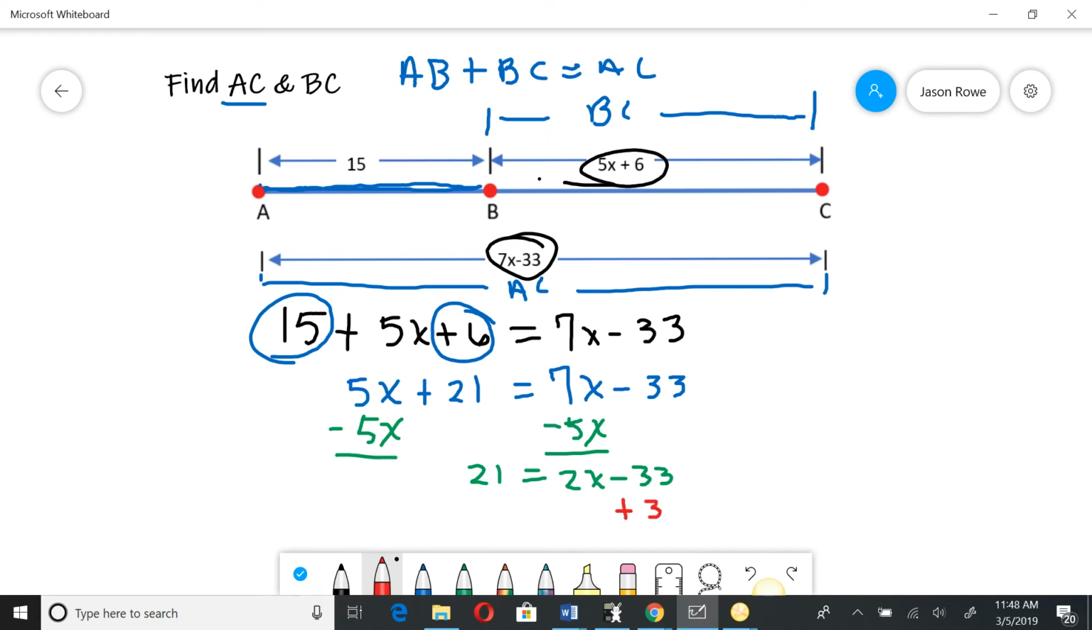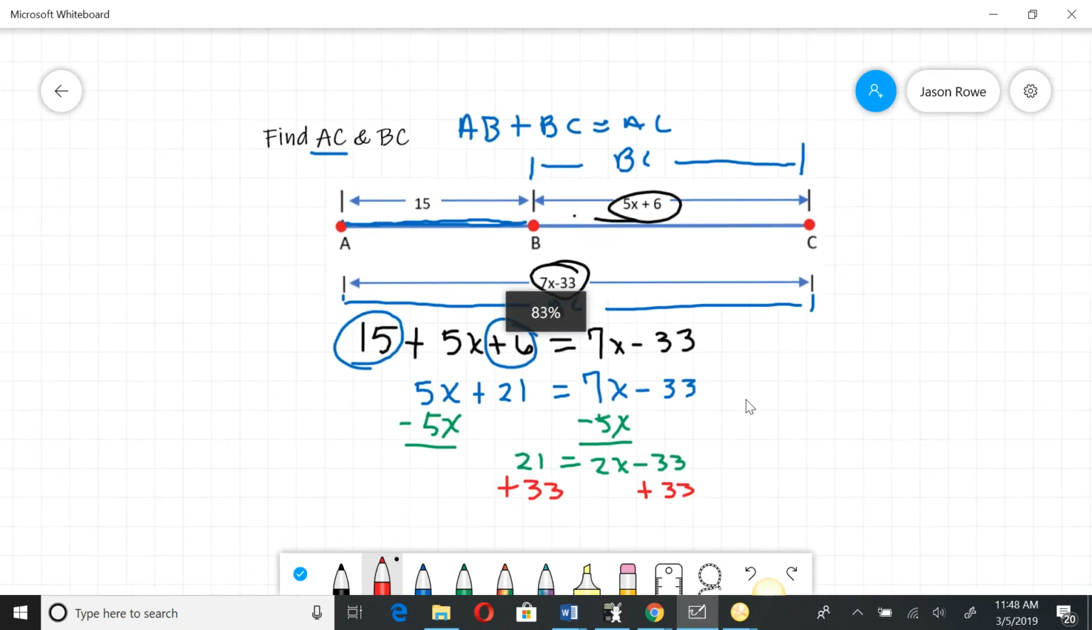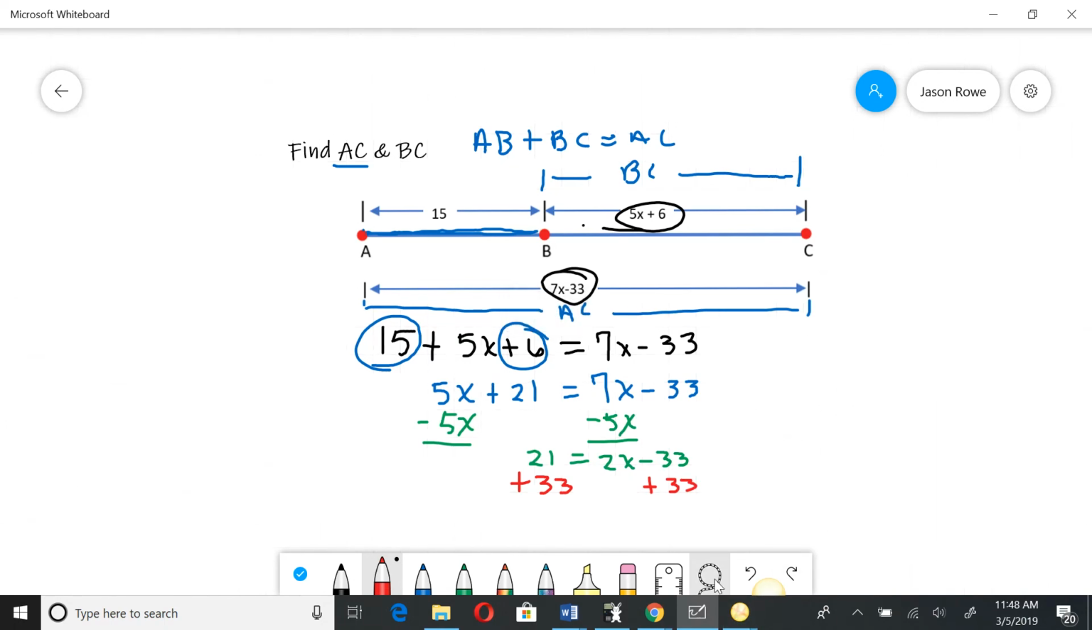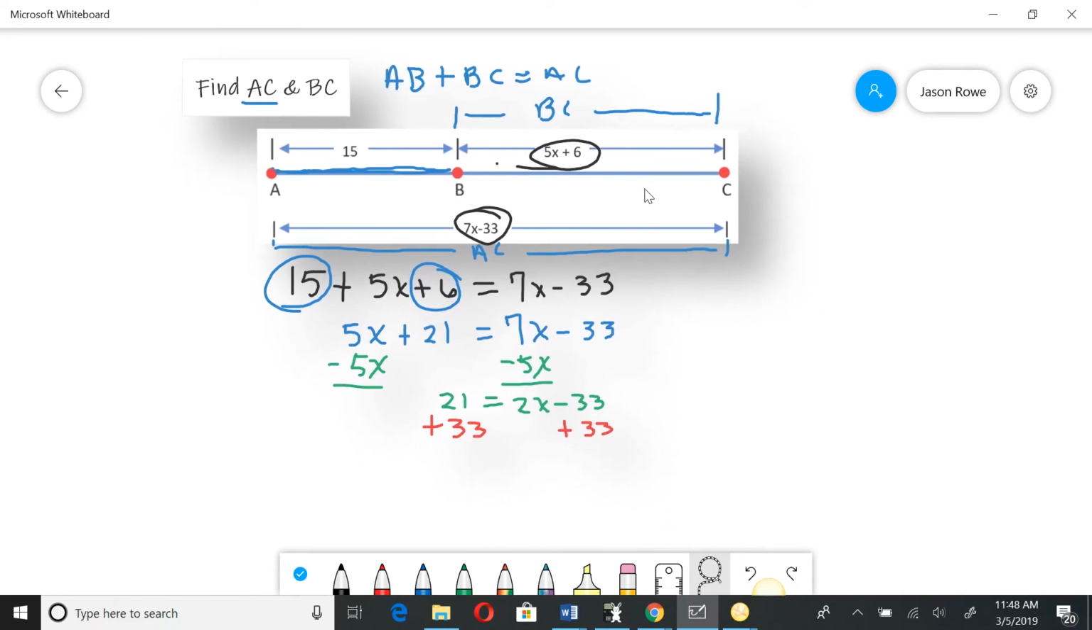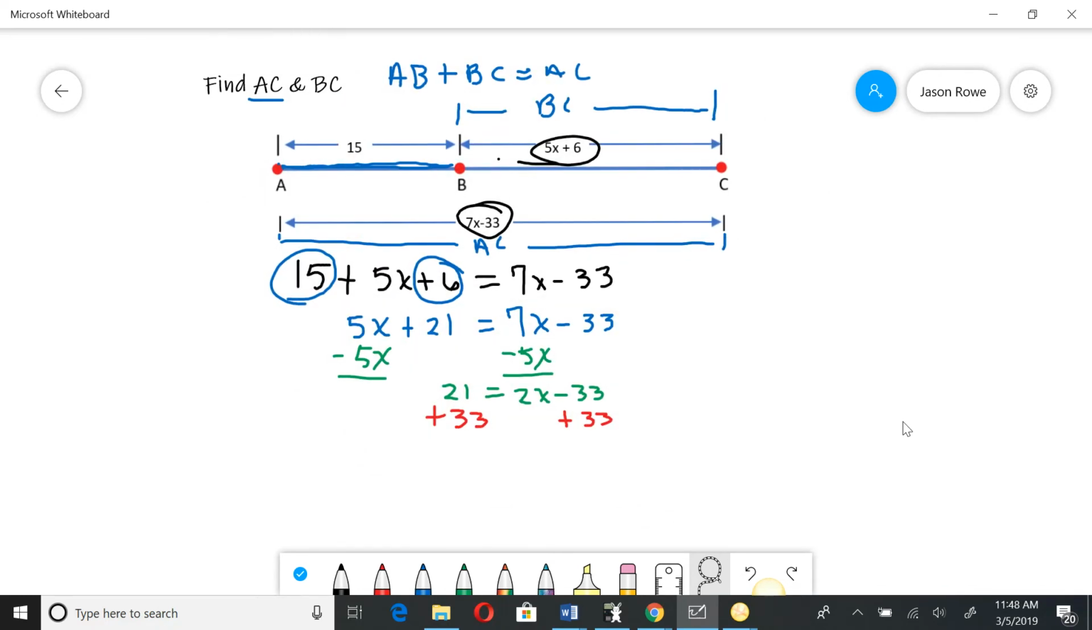I'm going to add 33 to each side. I'm running out of a little bit of space here, so I'm going to zoom out just a little bit. Move it up just a little bit so I have some more room. And so what I've got now is 21 plus 33, which is 54. And that's going to equal 2x. I'm going to divide by 2 to give me x equals 27.